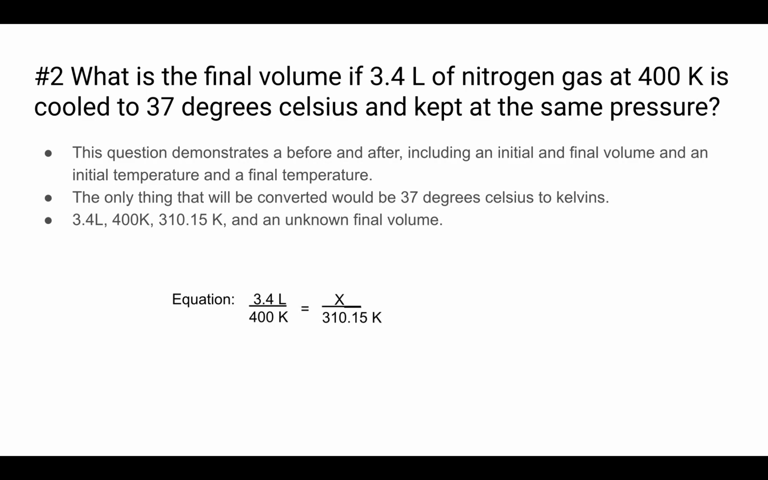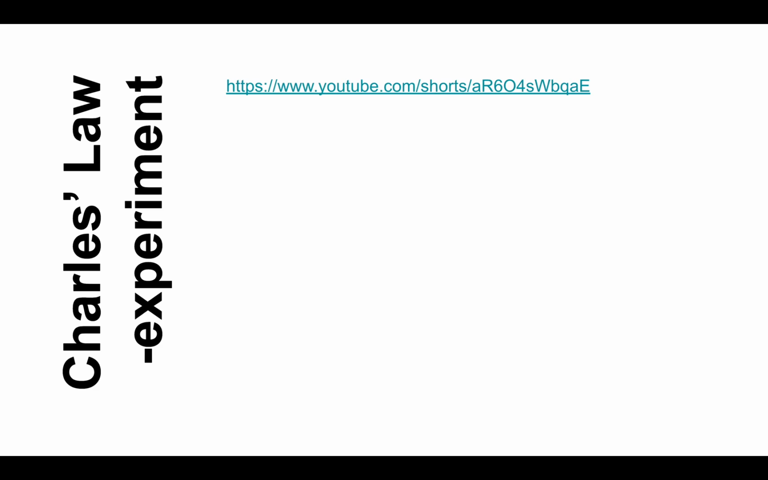And this would be the equation here: 3.4 liters over 400 kelvins equals the unknown final volume over the temperature, 310.15 kelvins, which after being cross multiplied is 1054.5. You'd cancel out the kelvins to get liters, and over 400 kelvins, and your answer would be, when divided, 2.6 liters. And this here is my Charles' law experiment.